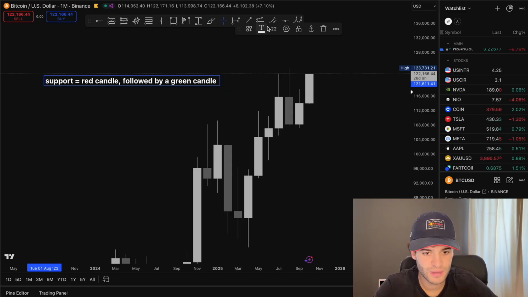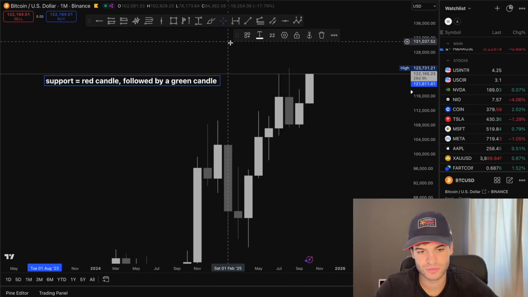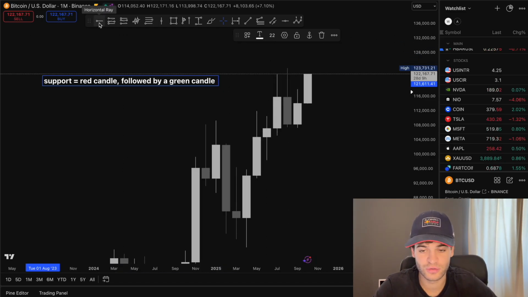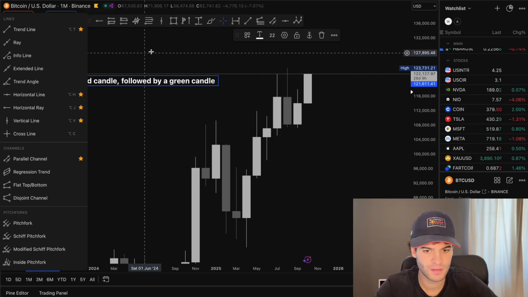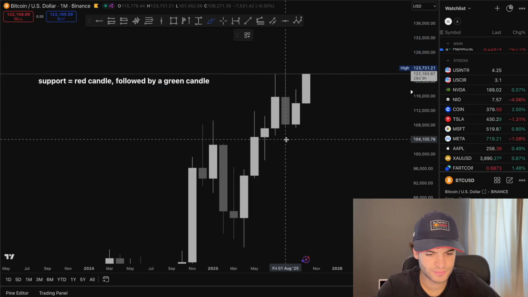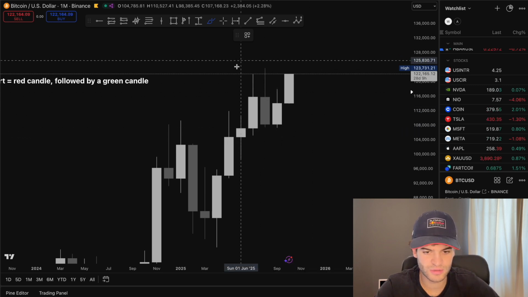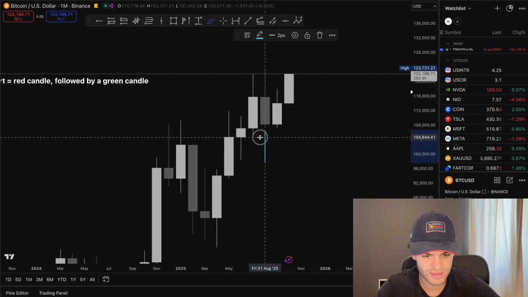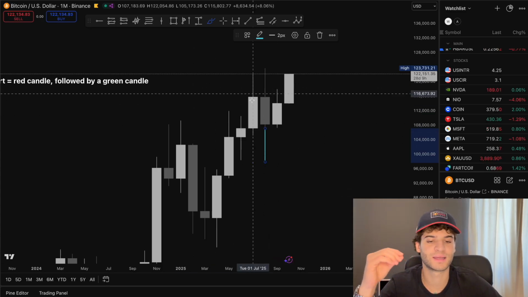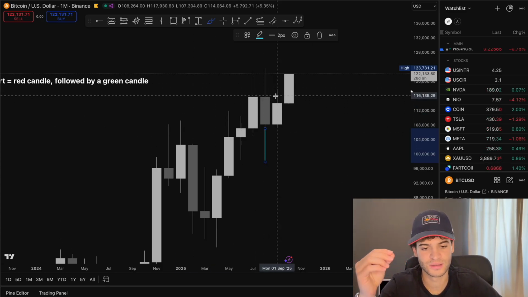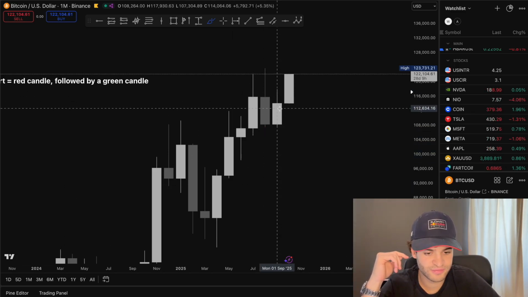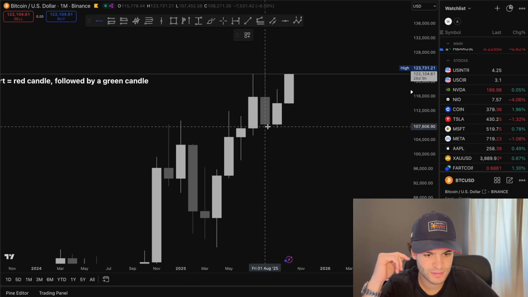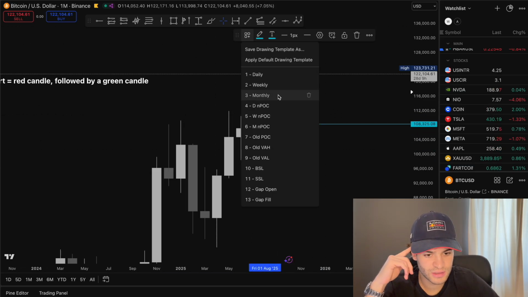We're on the monthly, and in order to trace these levels out, you use the horizontal ray. You can get this from your toolbar here, put it in your favorites, and it will appear here. As you can see, we can look at the most recent price action. We have this red candle. Don't forget that my candles are gray for red and white for green. So here we have the downward candle, and here we have a green candle. So this becomes our first monthly level.